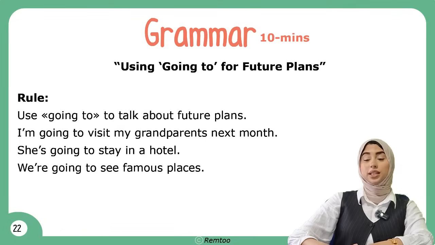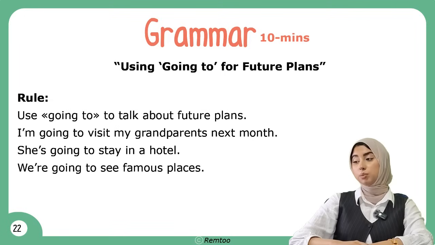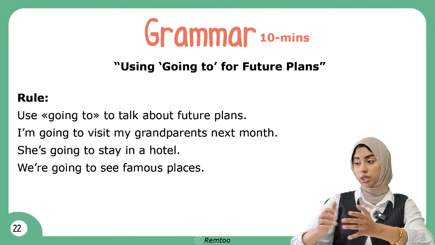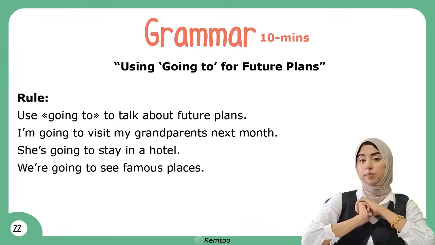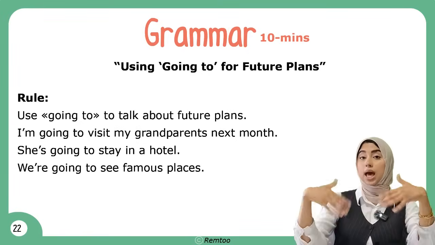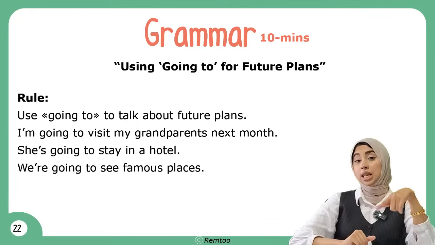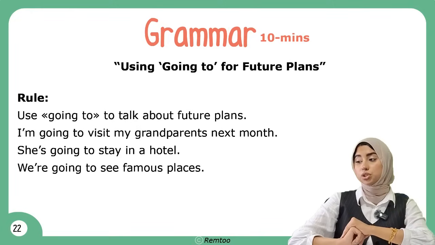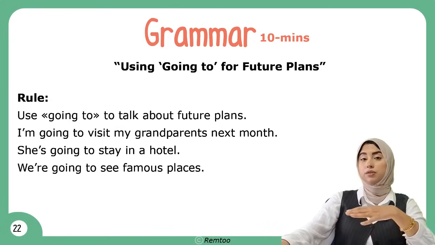Okay, so let's learn how can we use going to make future plans, yeah? Okay, so simply use going to as a phrase to talk about future plans, okay? Something that didn't happen yet, something will happen in the future. So for example, I'm going to visit my grandparents next month, or she's going to stay in a hotel. For example, we're going to see famous places. Okay, yeah, something in the future.